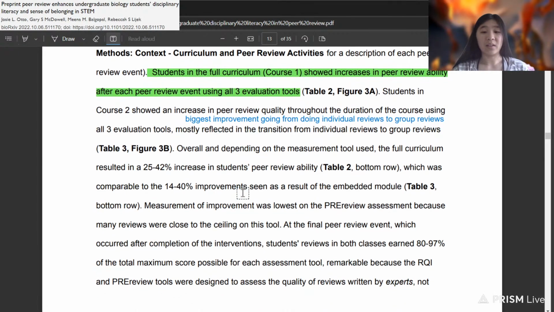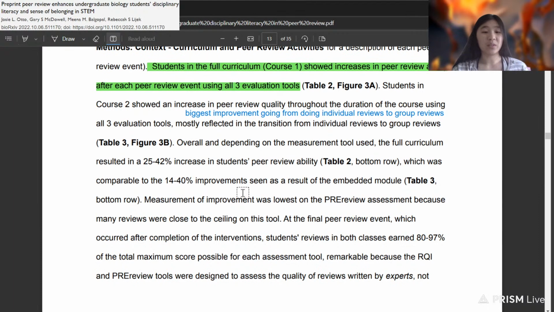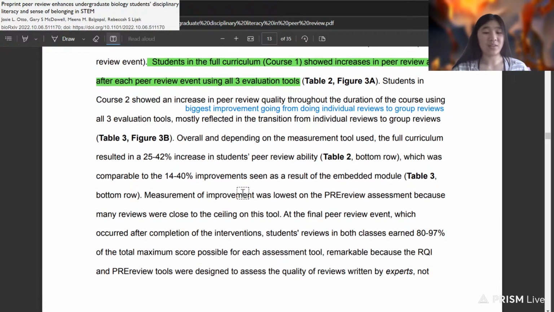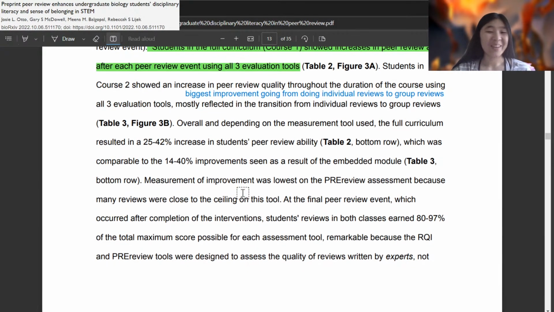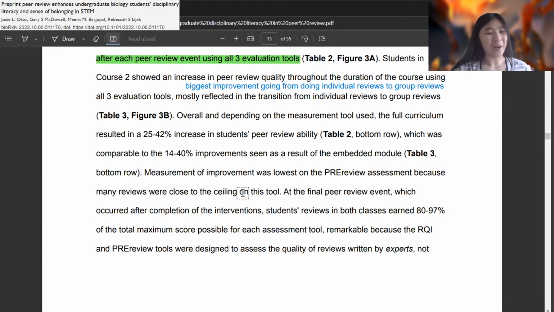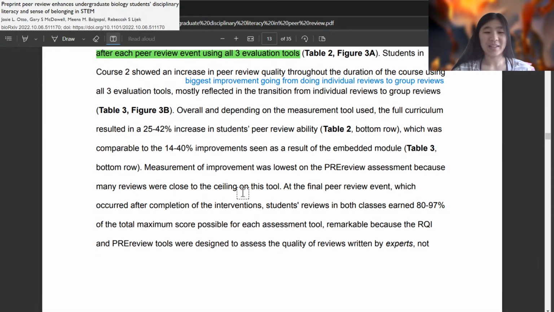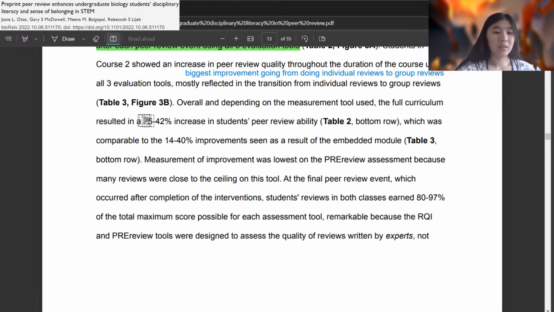Overall, and depending on the measurement tool used, the full curriculum resulted in a 25 to 42% increase in students' peer review ability. Wow. Depending on the measurement though, which was comparable to the 14 to 40% improvements seen as a result of the embedded module. So there's a wide variation there. So I guess not everyone improves at the same rate for peer review. So 25 to 42% for the full curriculum and 14 to 40% for the embedded module.